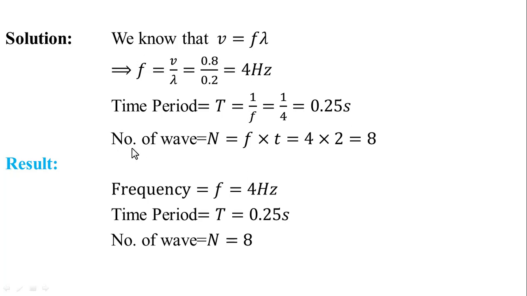Now we can find the number of waves. Number of waves is equal to frequency multiplied by time. So the frequency is 4 hertz multiplied by time 2. 4 twos are 8. So the number of waves is equal to 8. Result: frequency f is equal to 4 hertz, time period T is equal to 0.25 seconds and number of waves n is equal to 8.